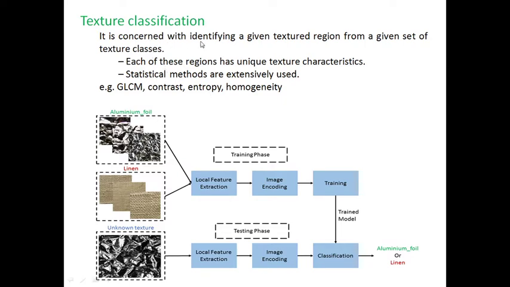It is concerned with identifying a given texture region from a given set of texture classes. Let me take this as an example. This is one texture class, this is one texture class, and this is also one texture class. These 3 images are a family of aluminium foil, and inside these images I have textures that are repeated many times. These 3 images form a family of linen.